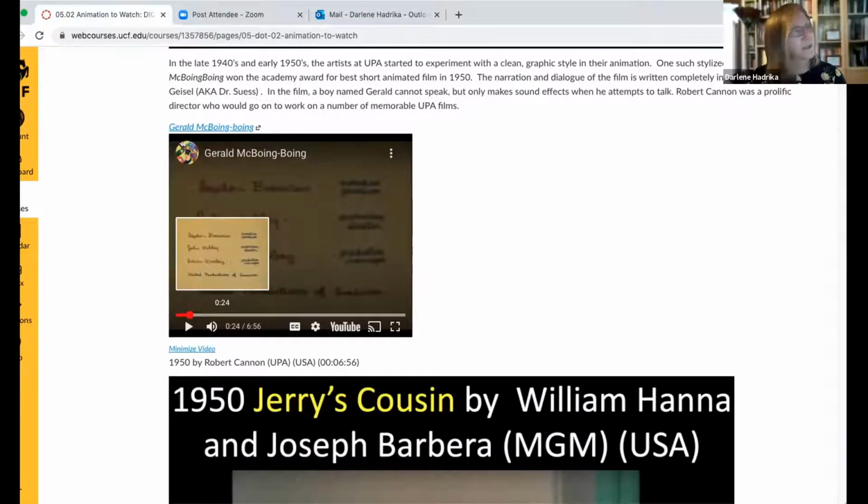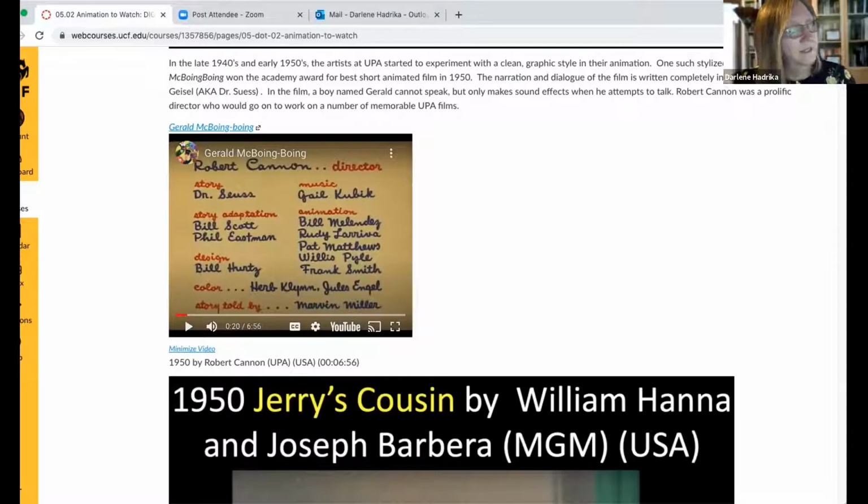And Bill Scott, I think I mentioned before, was the voice of Bullwinkle, and he was also the president of ASIFA for a number of years when I was out in California.